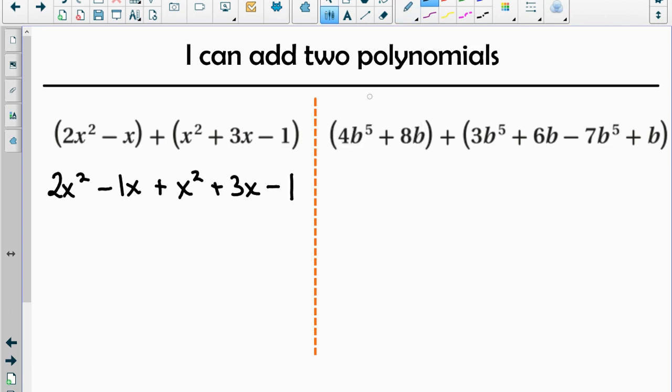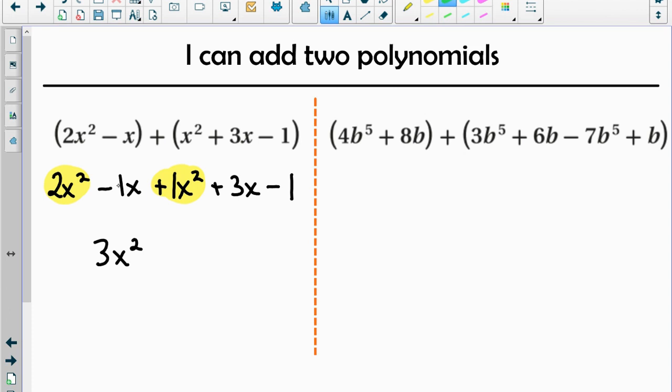I want to look for and identify any like terms, starting with the term that has the largest power, because remember, we always write our answers in standard form. Start with the terms that have the largest exponent. So I have 2x squared plus 1x squared. That's going to give me 3x squared. Notice I add the coefficients together, but I don't add the exponents. The exponents stay the same.